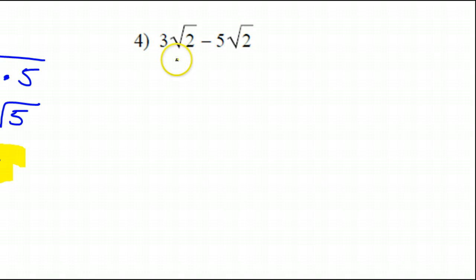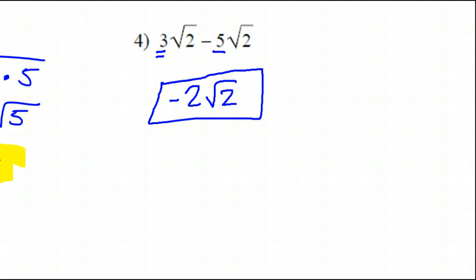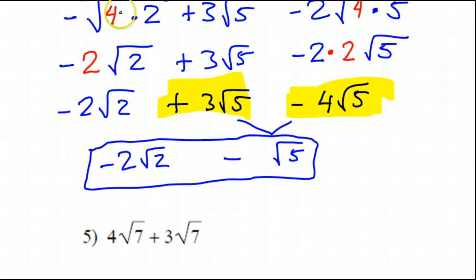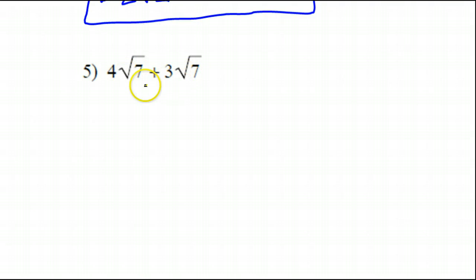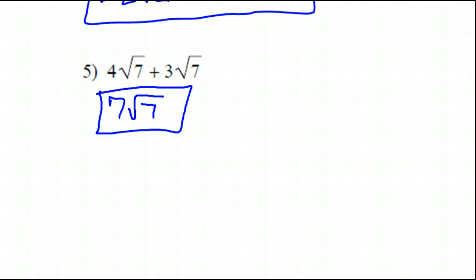Looking at number 4, this one doesn't even need to be simplified. 3 square roots of 2 minus 5 square roots of 2. We can just go ahead and combine those. 3 minus 5 is negative 2. So that'll be negative 2 square roots of 2. Okay, let's look at number 5. Okay, number 5, another easy one. They're already simplified. 4 plus 3 is 7, so this would be 7 square roots of 7. Just add the coefficients and keep the radical part the same.